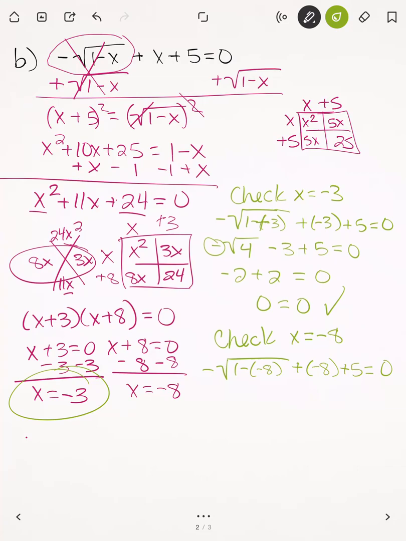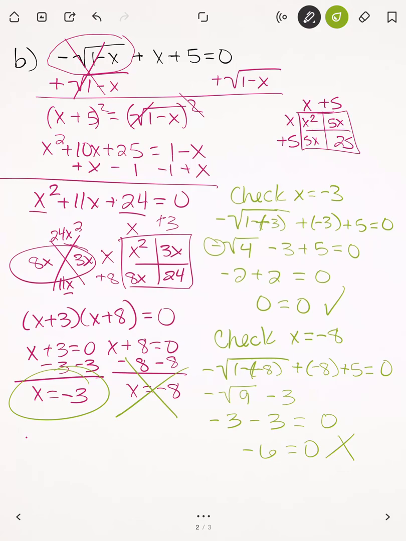So, two negatives again make a positive. 1 plus 8 is 9. Negative 8 plus 5 gives me a negative 3. The square root of 9 is 3, and because it's negative on the outside, we have that negative. And negative 3 minus 3, unfortunately, it's not 0, it's negative 6. This does not work. So x equals negative 8 is not an answer. We only have one answer for this one.